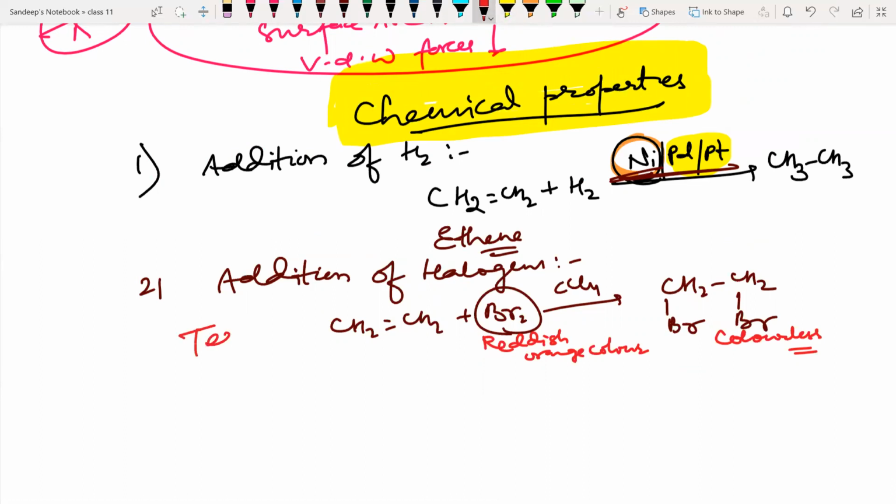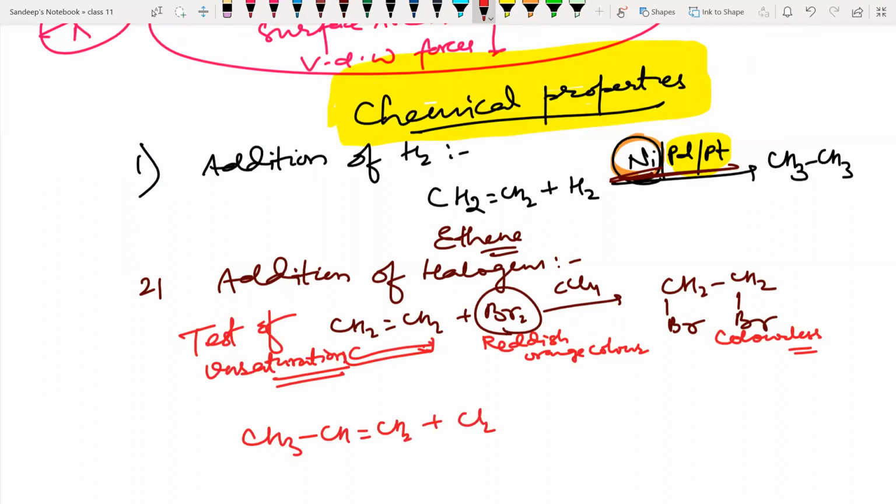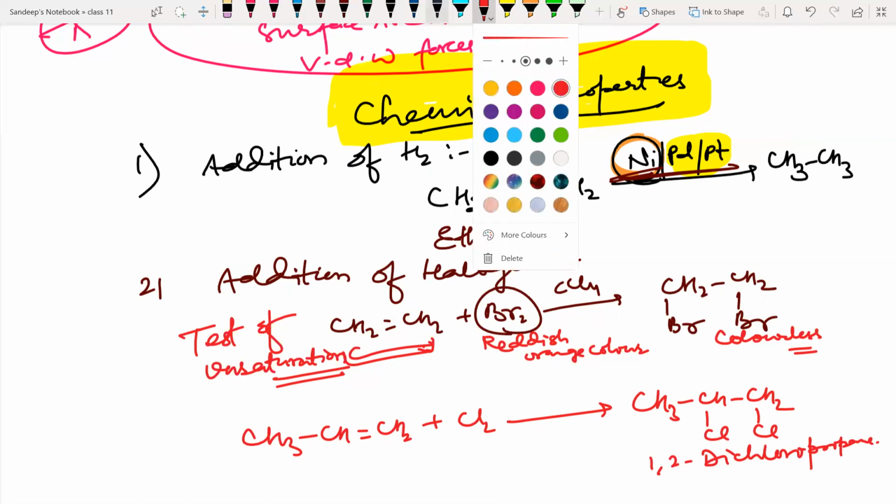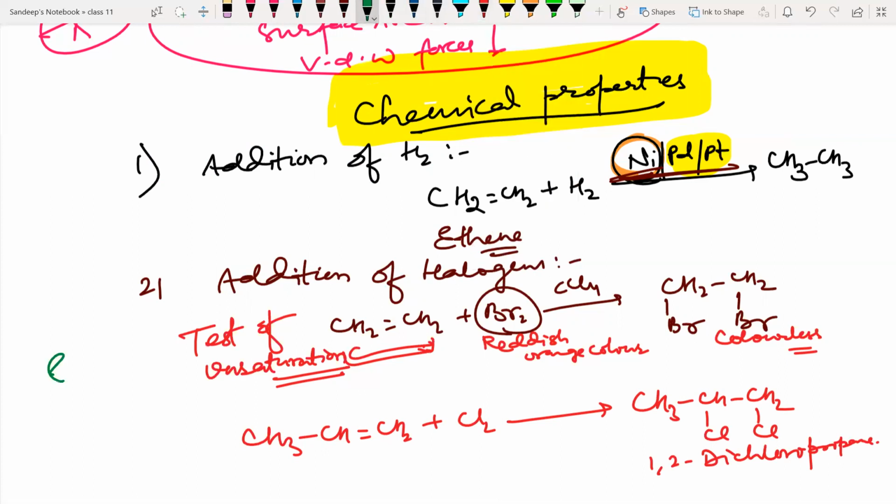So this is the test of unsaturation. When a color gets discharged, we confirm that the molecule has multiple bonds. Propene similarly will react with chlorine to form 1,2-dichloropropane. These are examples of electrophilic addition reaction.